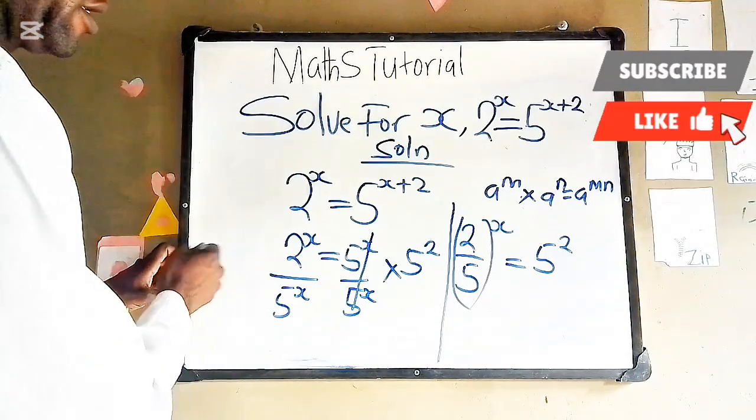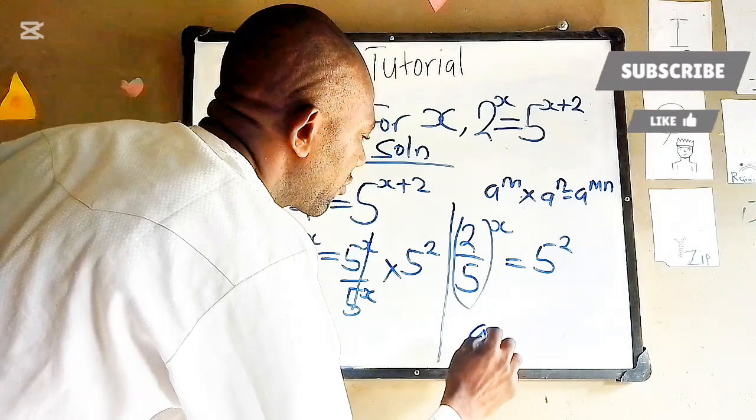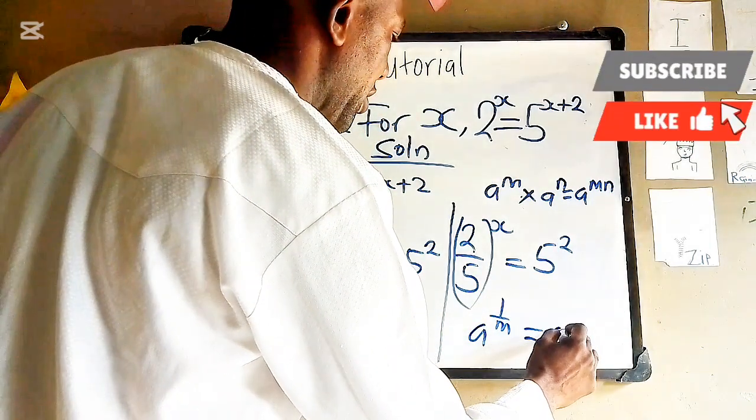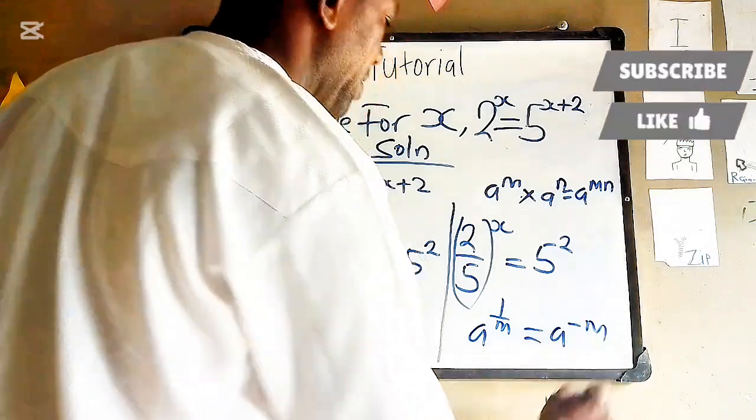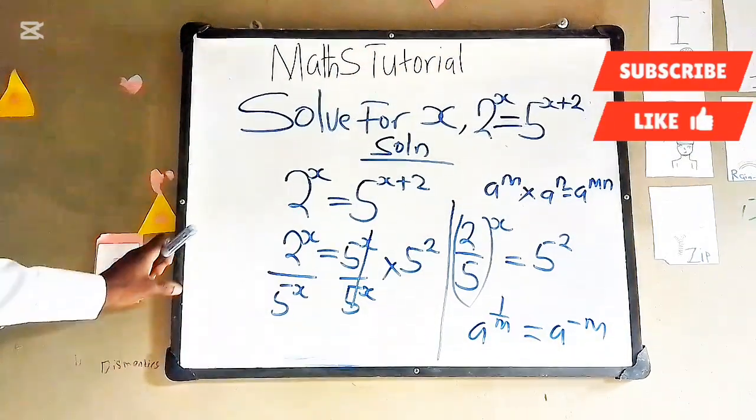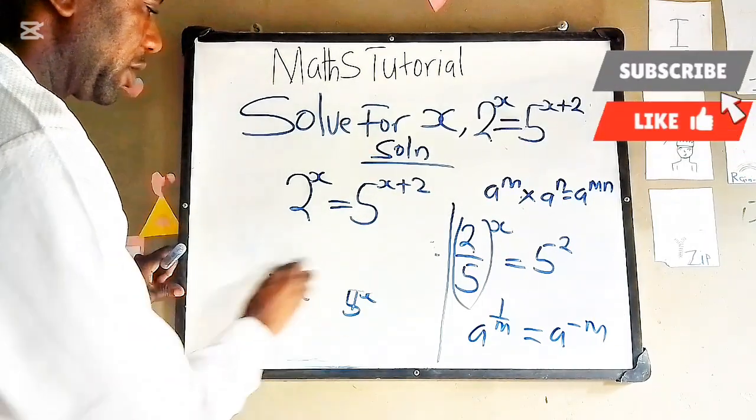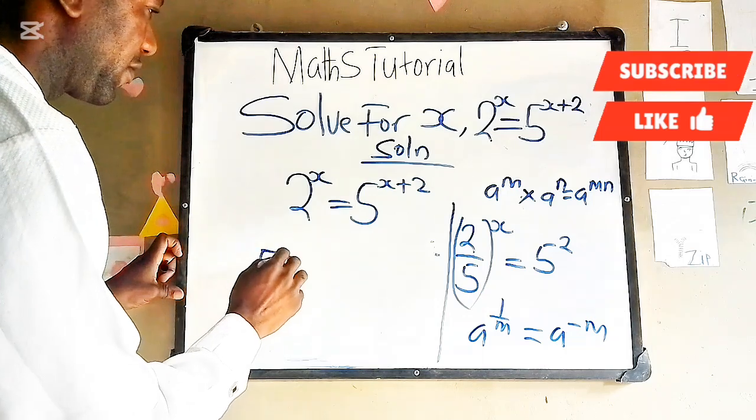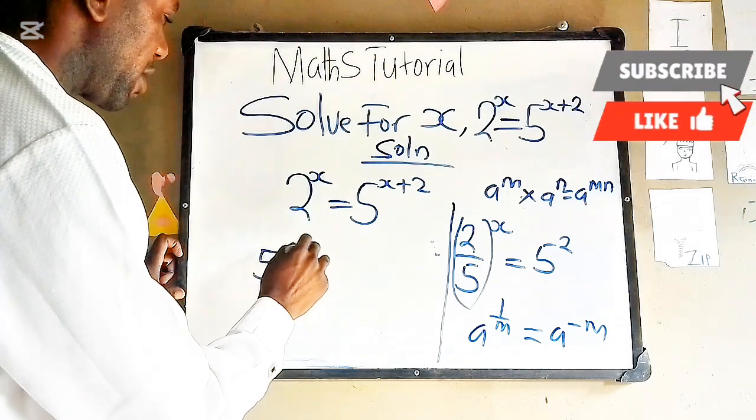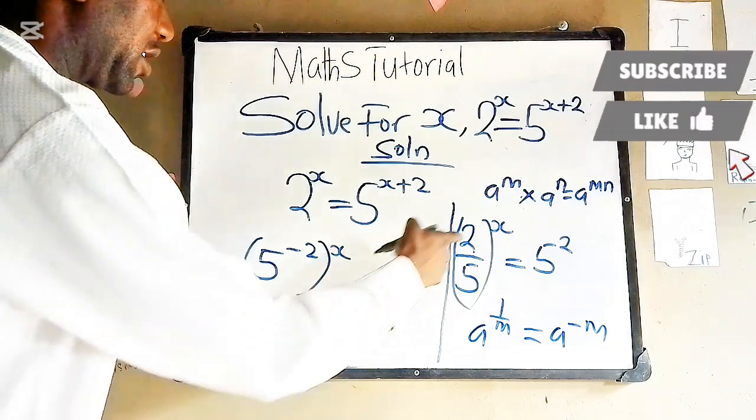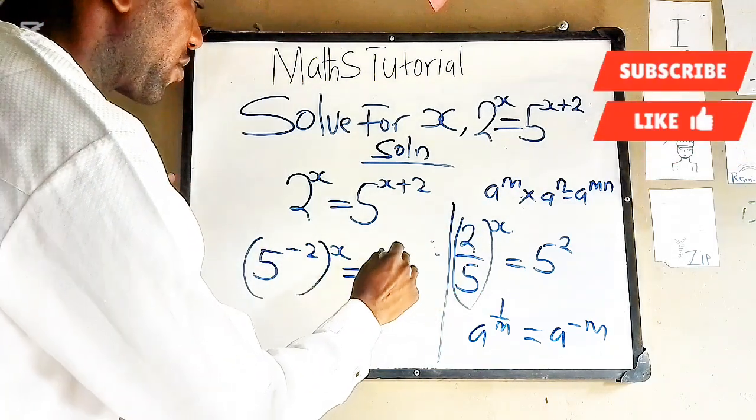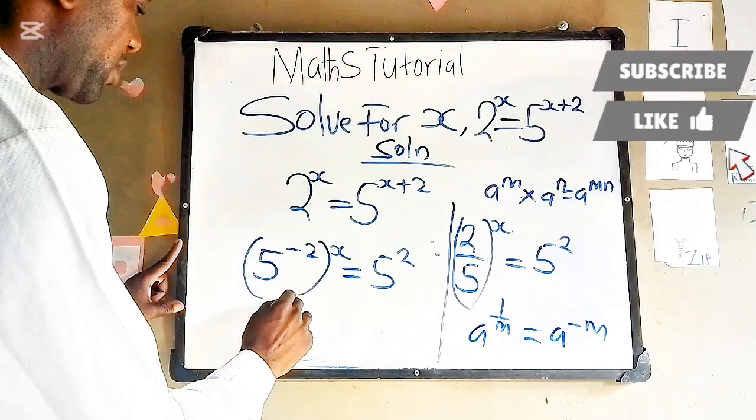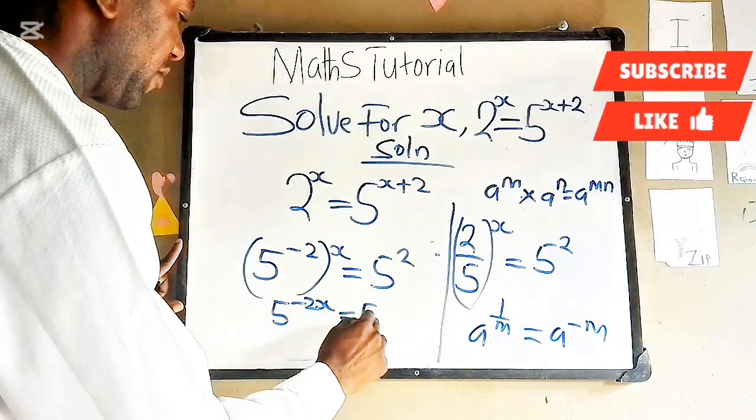Now, also the formula said a raised to power 1 over m is the same as a raised to power minus m. Right? So let me cancel this side to create space so that we can continue. So at this point, we're going to have 5 raised to power minus 2 in the bracket x, that is from here, equals 5 raised to power 2. So we're going to have 5 raised to power minus 2x equals 5 raised to power 2.